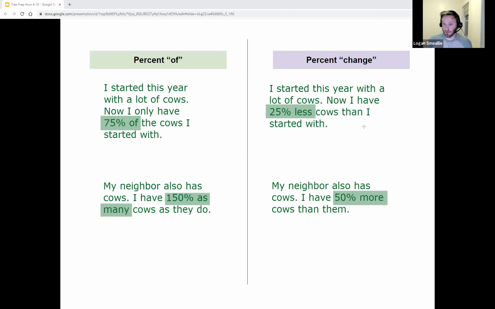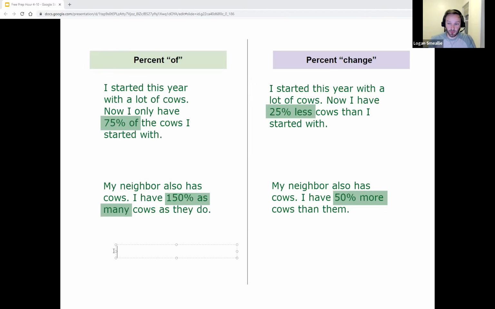Probably it makes sense that the ones on the left are percent of and the ones on the right are percent change, but it can actually be surprisingly tricky sometimes to figure out which one the GRE is dealing with on a certain question. And if you're ever not sure, the first thing is look for the language. A percent of question will use of or as many. Like it'll usually be, this is something percent of something else, or this is something percent as many as something else. And then a percent change question will pretty much have to have a change word like less or more.